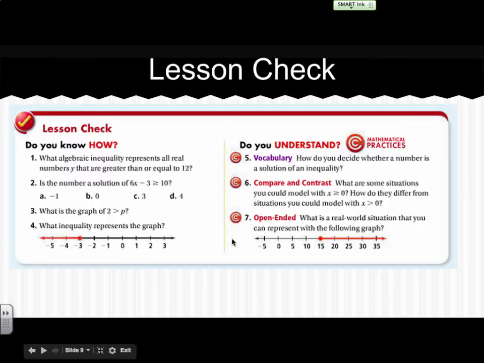Lesson check. Make sure that you've tried these before you come to class.